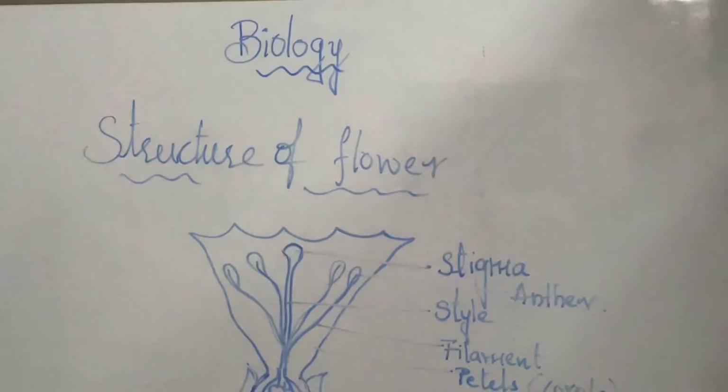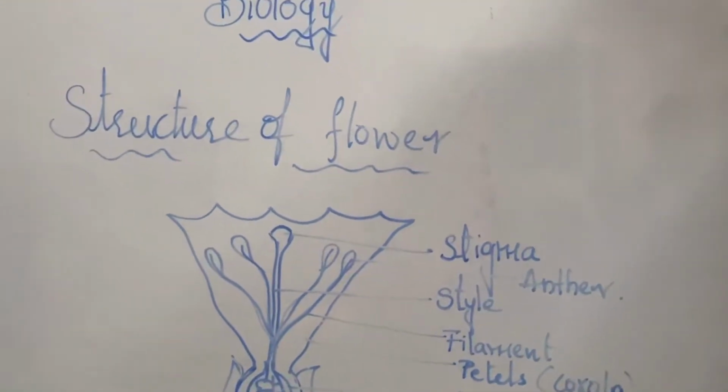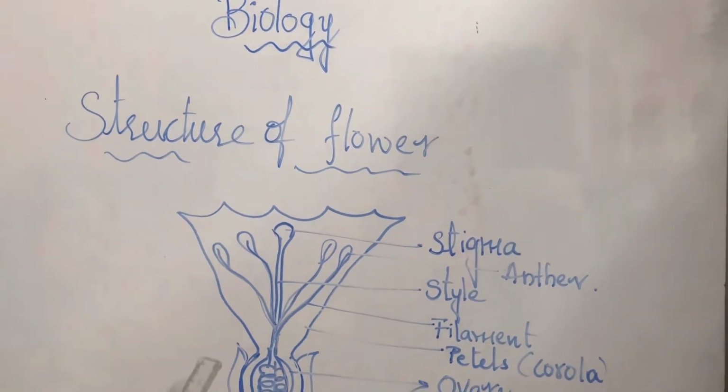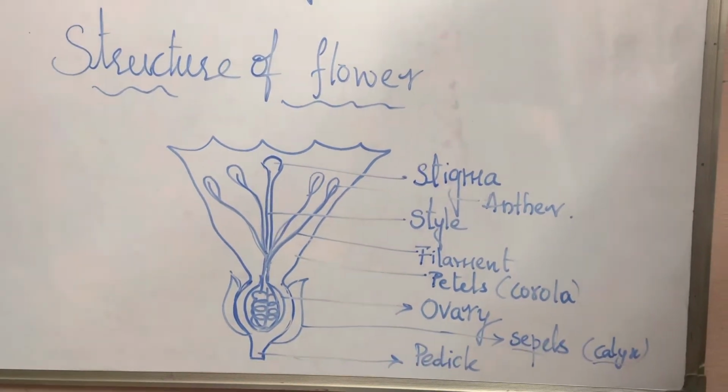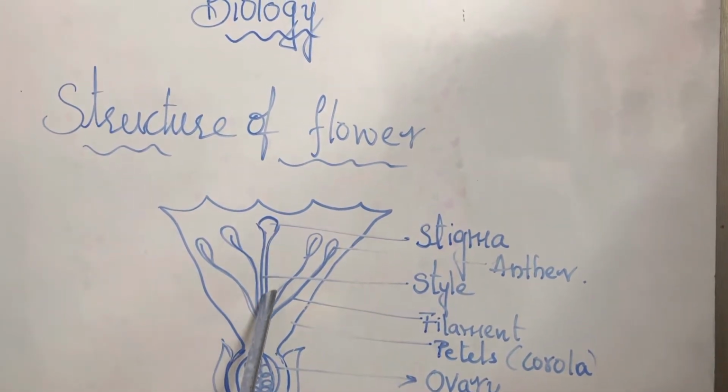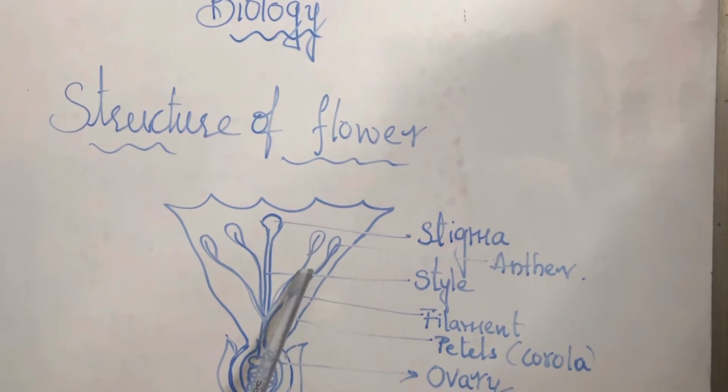So today I am going to explain to you the structure of the flower from the 10th class reproduction chapter. Let me show the parts of the flower first. If the flower possesses both male and female reproductive structures, here you are seeing the female reproductive part and this one is the male one.